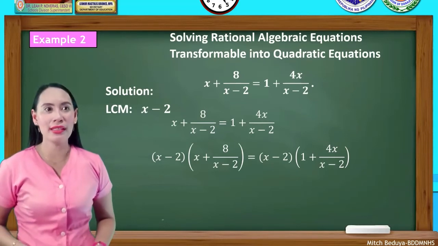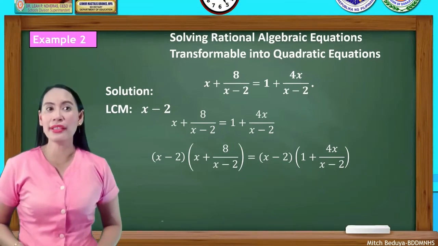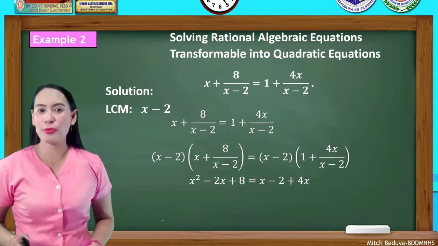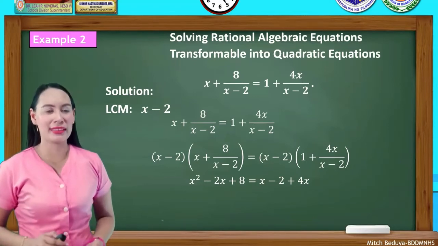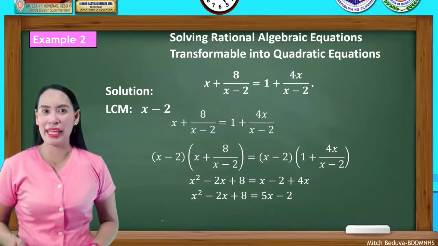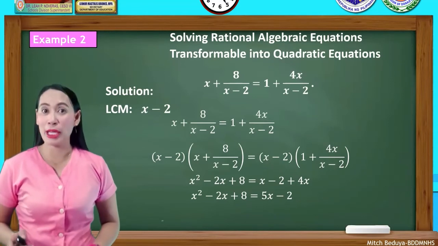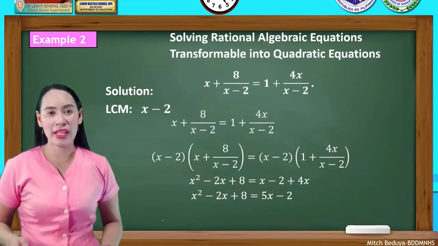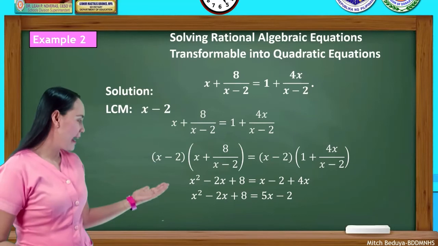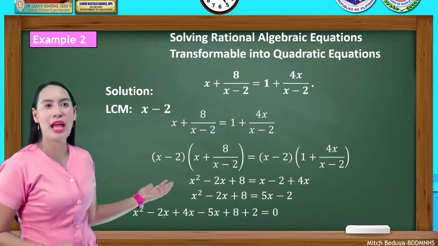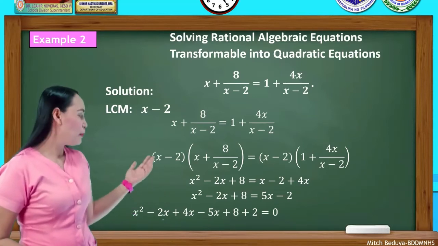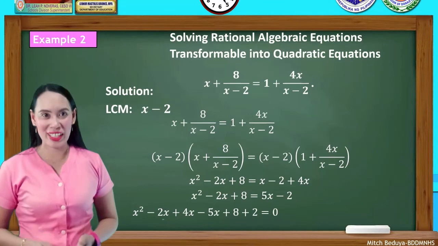Then simplify. We have x squared minus 2x plus 8 equals x minus 2 plus 4x, or x squared minus 2x plus 8 equals 5x minus 2. Then arrange the terms in decreasing order. So we have x squared minus 2x plus 4x minus 5x plus 8 plus 2 equals 0.